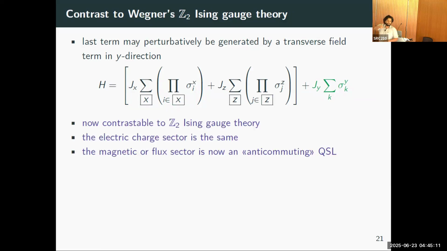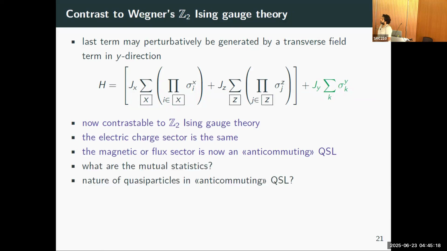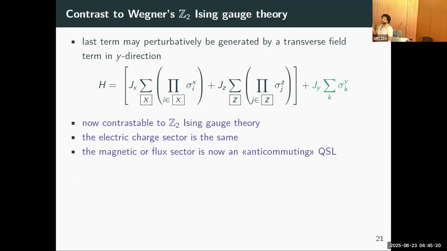And therefore, the electric charge sector of the Z2 Ising gauge theory is exactly the same, actually. But the magnetic or flux sector is now not clear. It's not the same. It's actually this anti-commuting quantum spin liquid. Okay, so that's the answer to your question.